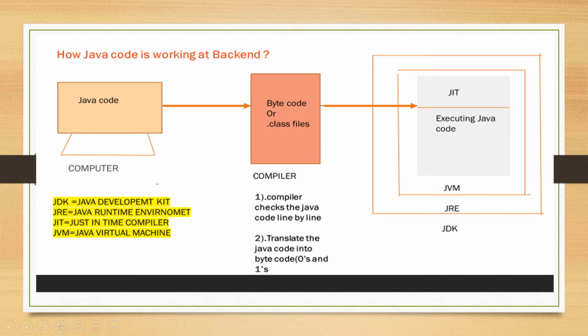The job of JIT is to transform the bytecode into machine level language based on Windows or Mac or Linux. According to your OS, your JIT will convert your bytecode. All of this is going to happen inside your JVM. So the JVM's job is to execute the bytecode which is generated by your JIT at runtime.